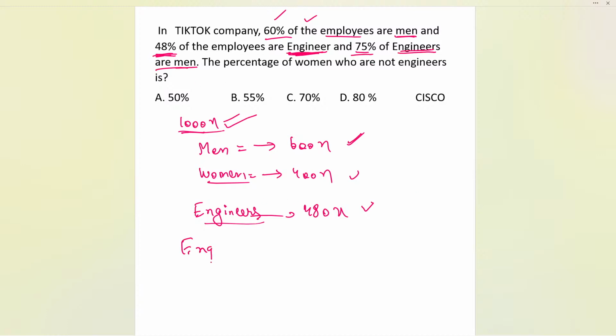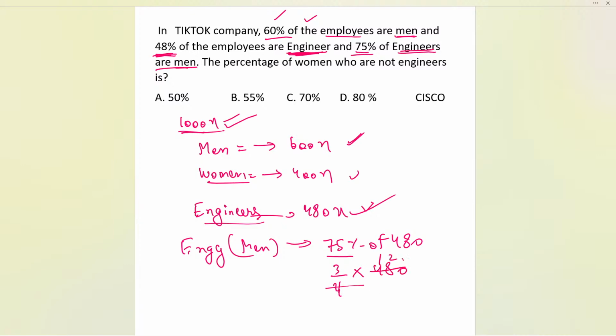Okay, let us now see the engineers who are men. For engineers who are men, we need to find 75% of what? This only, 480x. Earlier, in the last question, I told you that 75% is 3 by 4. You have to think about this only, and it will become very easy for you. 4 times 120, it will be 360x that we are getting. That is, men who are engineers.